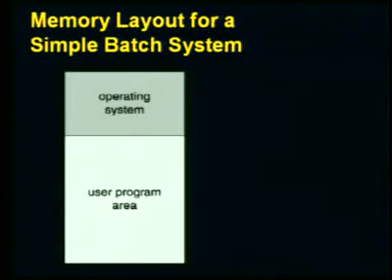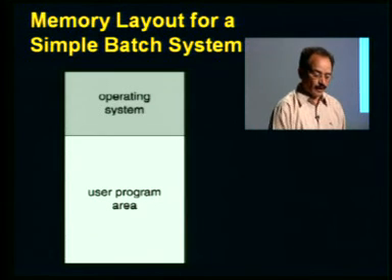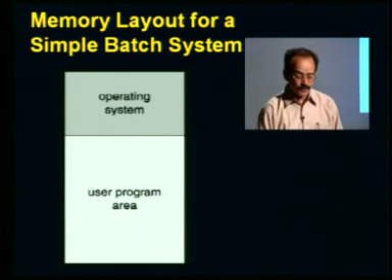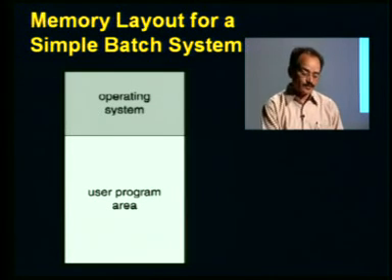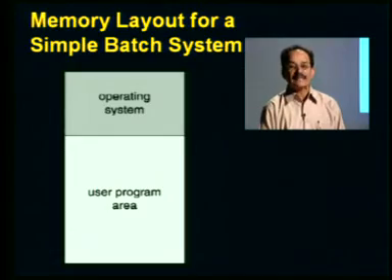Now, in a simple batch system, what used to be the memory layout? We used to have the operating system in the top memory, and the user programs and everything had to be in the user program area. Now, my user program area can contain a number of programs at the same stage.